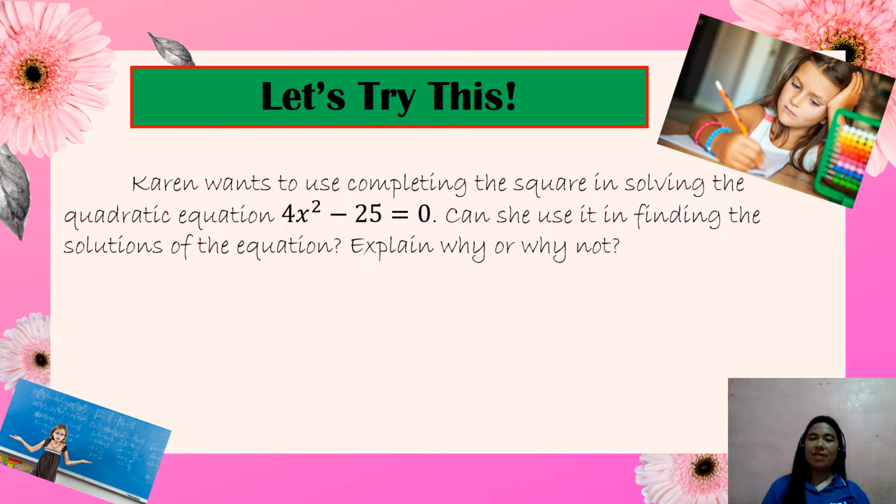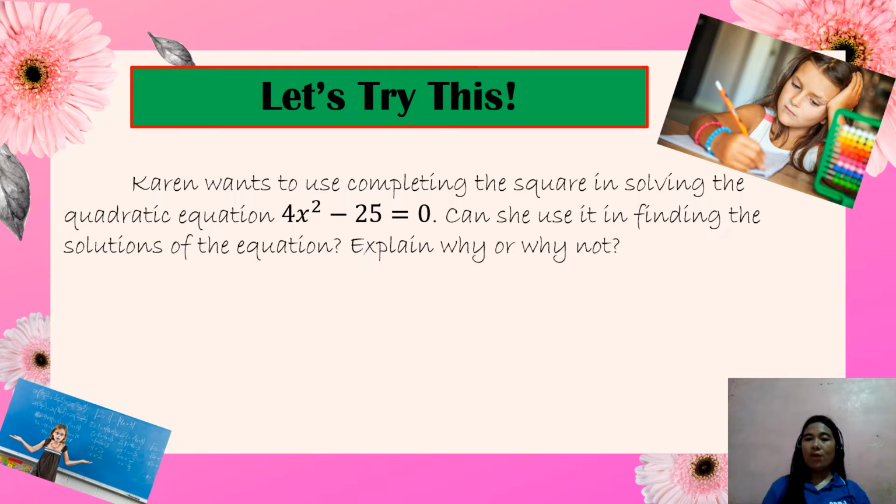Alright, so the first problem is that Karen wants to use completing the square in solving the quadratic equation 4x squared minus 25 equals 0. Question: can she use it in finding the solutions of the equation? Explain why or why not. So earlier, I told you that there's no restriction as to the use of completing the square. Therefore, Karen could use completing the square here.